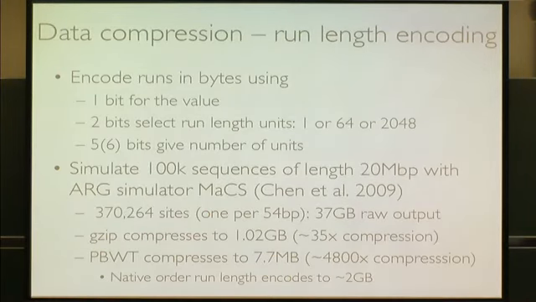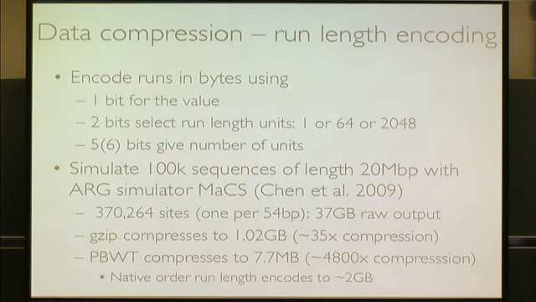So I introduced a simple run-length encoding, extremely simple. I simulated 100,000 sequences of length 20 megabases with a simulator. There are 370,000 sites, that's 1 every 50 bases, that would be typical. 37 gigabytes of raw output. So gzip compresses that to a gigabyte. You might think that's quite good. It's 35,000 fold compression. Of course, there are a lot of rare sites which have low frequencies.